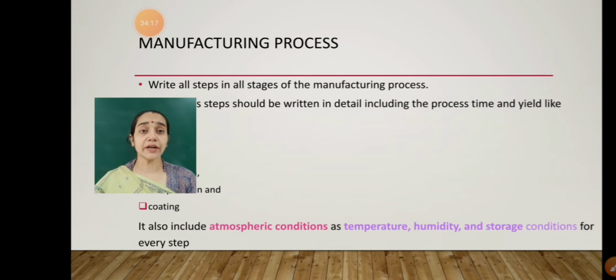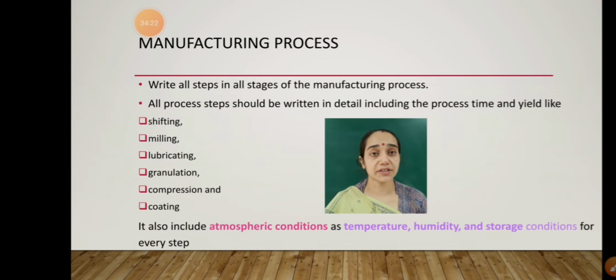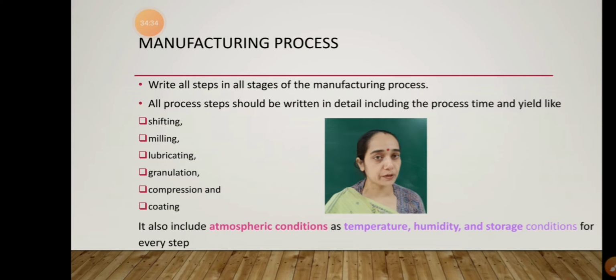Then it should include all the manufacturing processes, meaning all the steps involved in all the stages of the manufacturing processes. All process steps should be written in detail, that is how the shifting will be done, how the milling will be done, lubrication, granulation, compression, coating, whatever steps are involved in the manufacturing of a particular product, they should be written in a detailed version in the manufacturing processes.